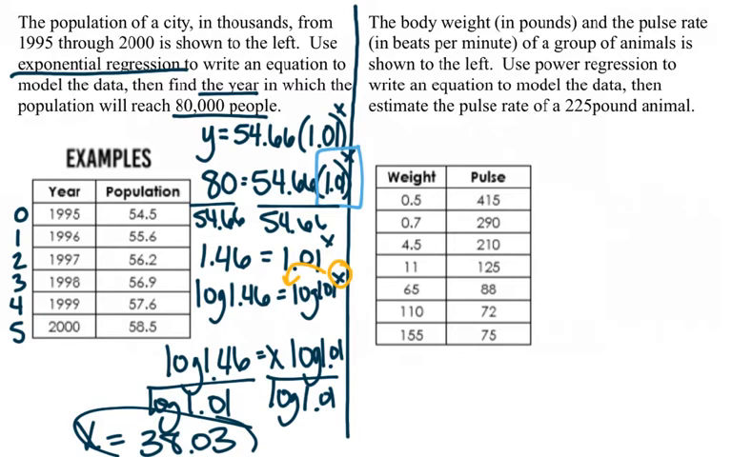Okay, for the next one, the body weight in pounds and the pulse rate in beats per minute of a group of animals is shown, right below. Use a power regression, so it definitely tells you which one to use, to write an equation to model the data, then estimate the pulse rate of a 225-pound animal. So, after watching the video and figuring out how to use a power regression, and if I didn't put that on Haiku, just Google it on YouTube, whatever calculator you're using, how to use it with power regression, and there'll be a video for it. But you should get this.